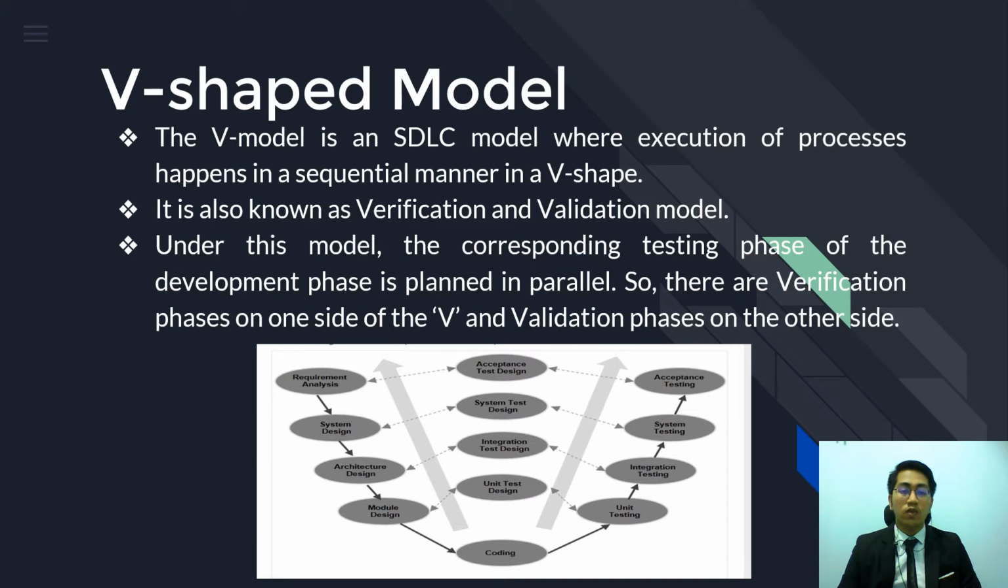Moving forward, we will have the V-shaped model. So this model is an SDLC model where execution of processes happens in a sequential manner in a V shape. It is also known as the verification and validation model. Under this model, the corresponding testing phase of the development phase is planned in parallel. So there is a verification phase on one side of the V and a validation phase on the other side.